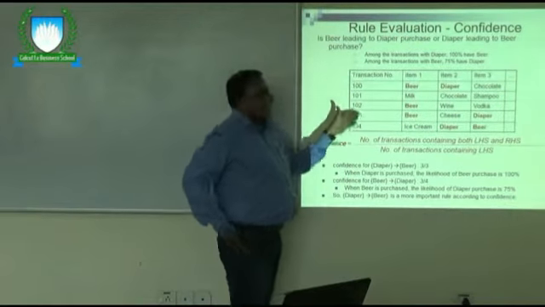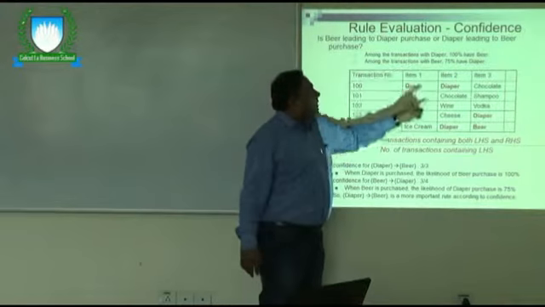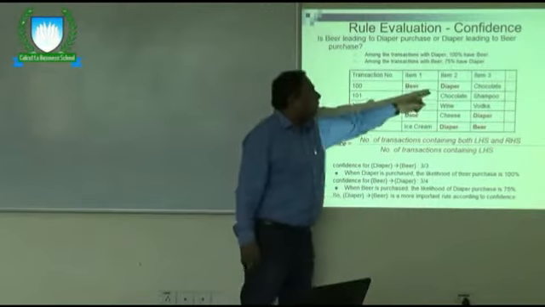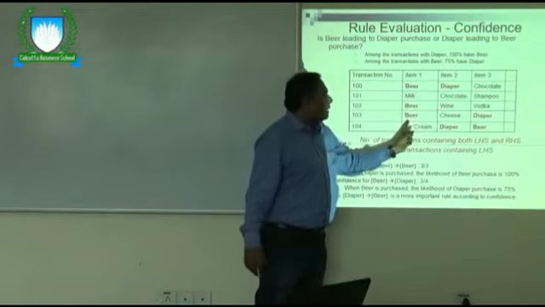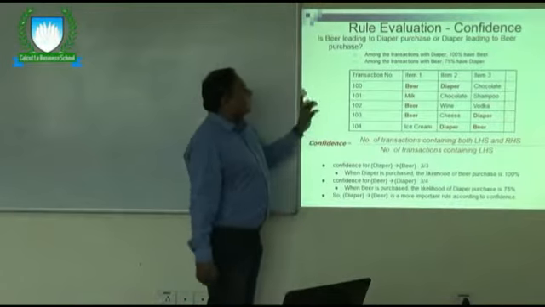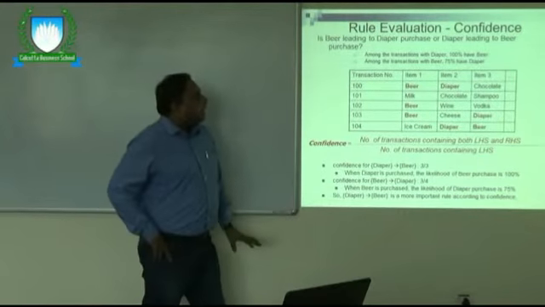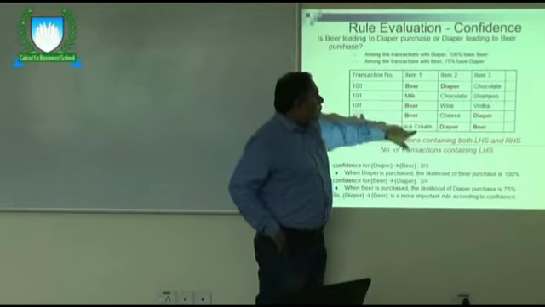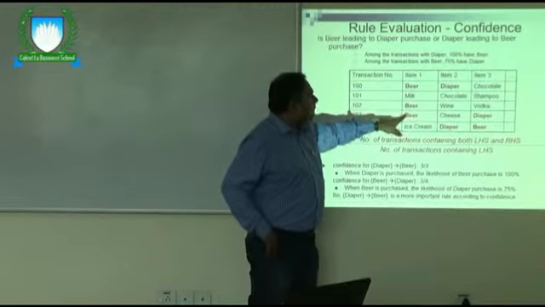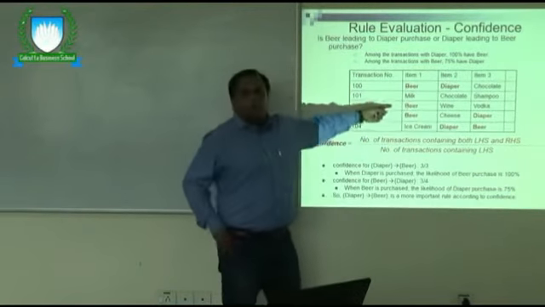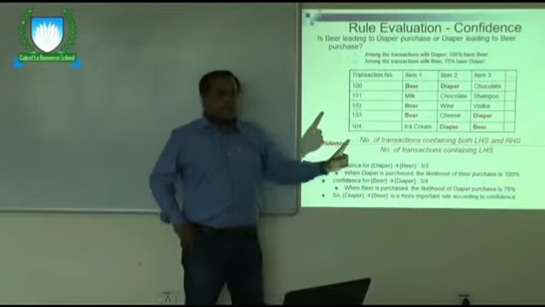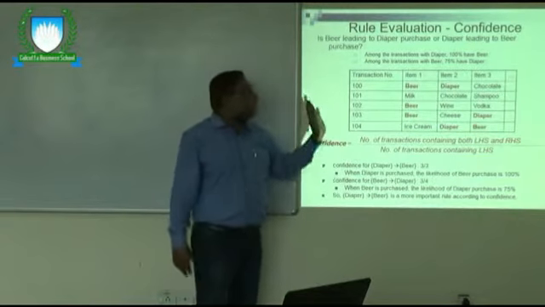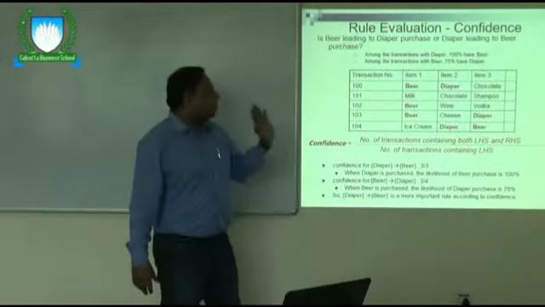Now, if we look at these transactions once again, the transactions with diaper, 100% have beer. You can just have a look. Wherever you have got diaper, there is a beer occurrence. But among the transactions with beer, only 75% have diaper, because we see that 1, 2, 3, 4 beer transactions are there, and out of that, one does not have diaper. So in 75% of the cases where beer is occurring, diaper is also occurring. But in 100% of the cases where diaper is occurring, beer is also occurring.